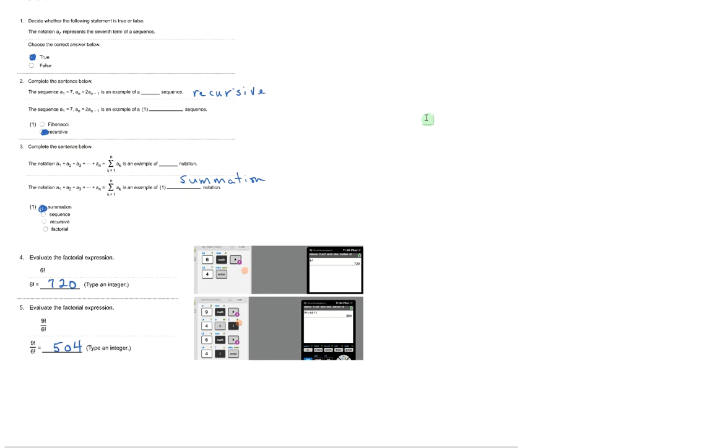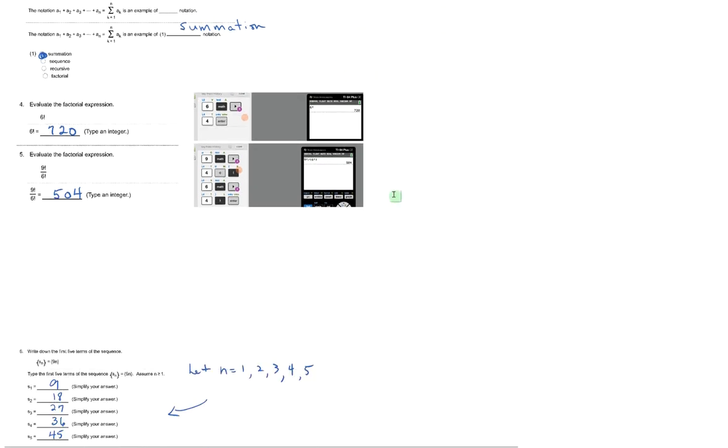Number 3, a sub 1 plus a sub 2 plus a sub 3 all the way to a sub n, and then it shows you a symbol, is an example of summation notation. So those first 3 are really kind of vocabulary and just going over definitions.